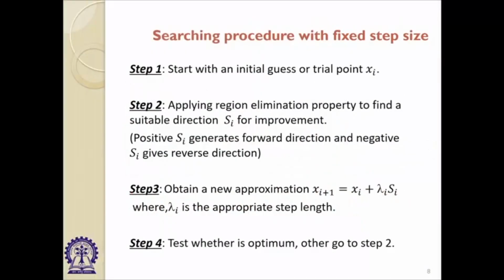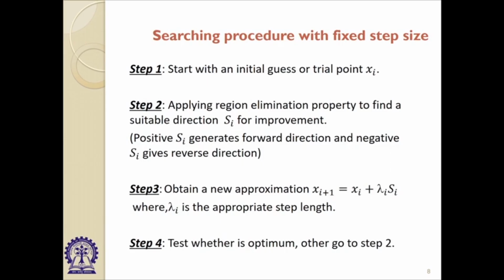Now, I am moving to the next method, that is the searching methodology with the fixed step size. What is the assumption for this method? Again the assumption is that the function must be unimodal, and we must have the initial interval of uncertainty, and the initial guess point must be given to us. Only then can we proceed, otherwise we cannot.